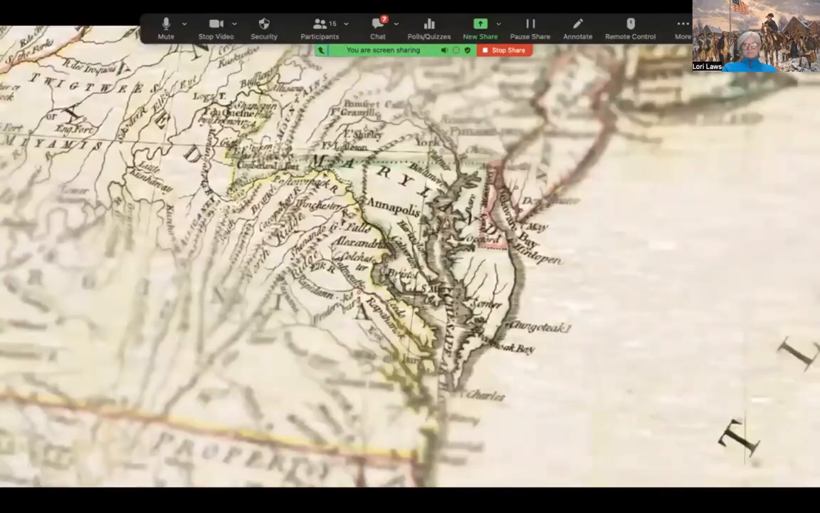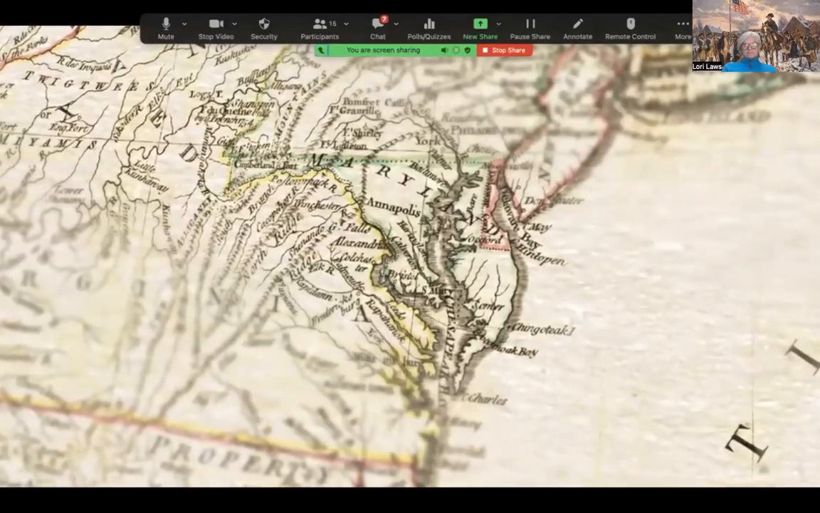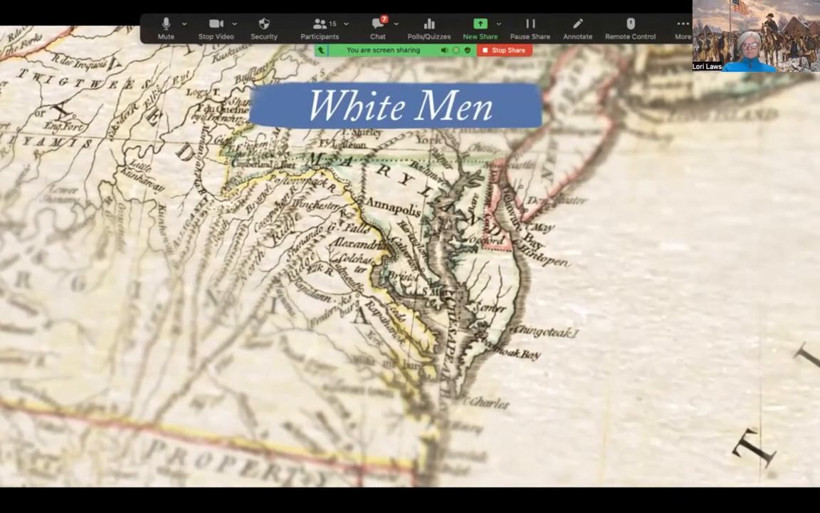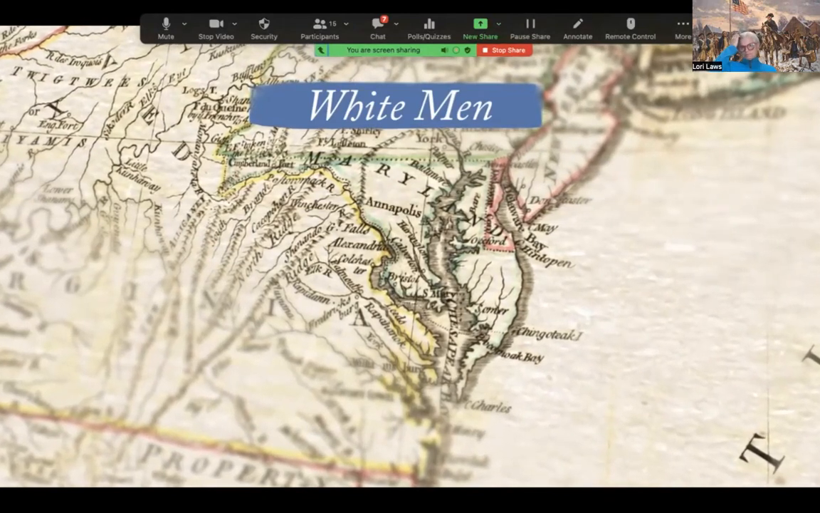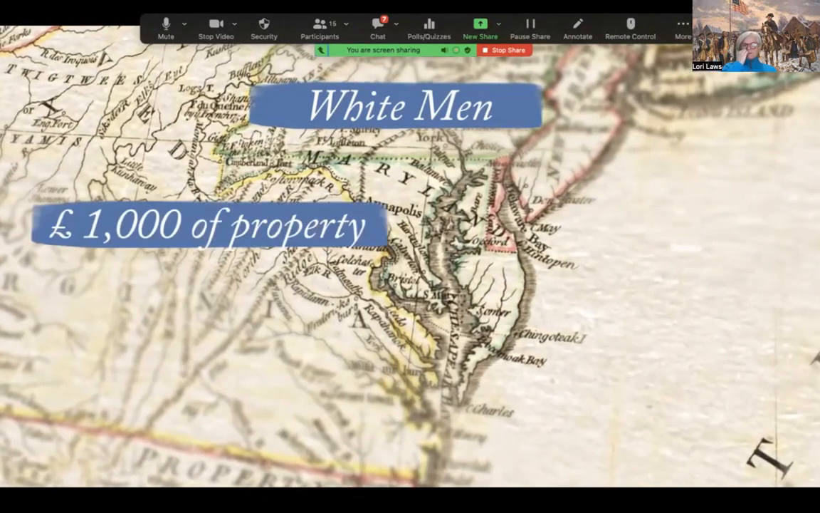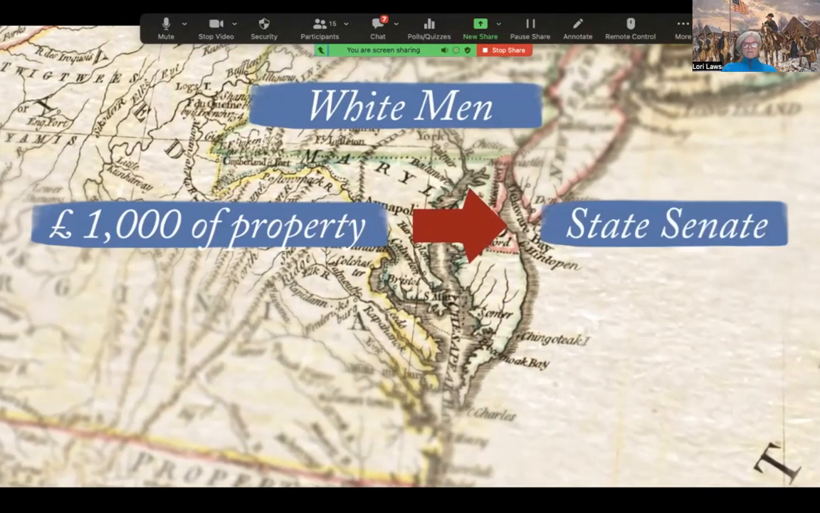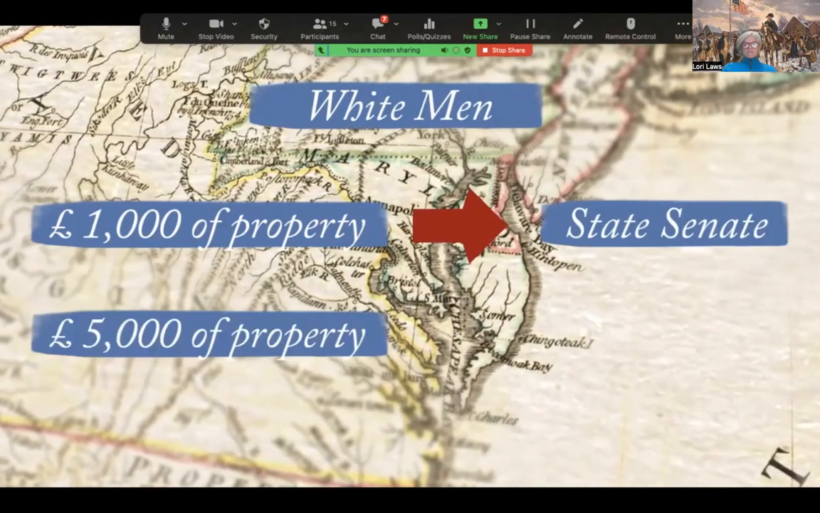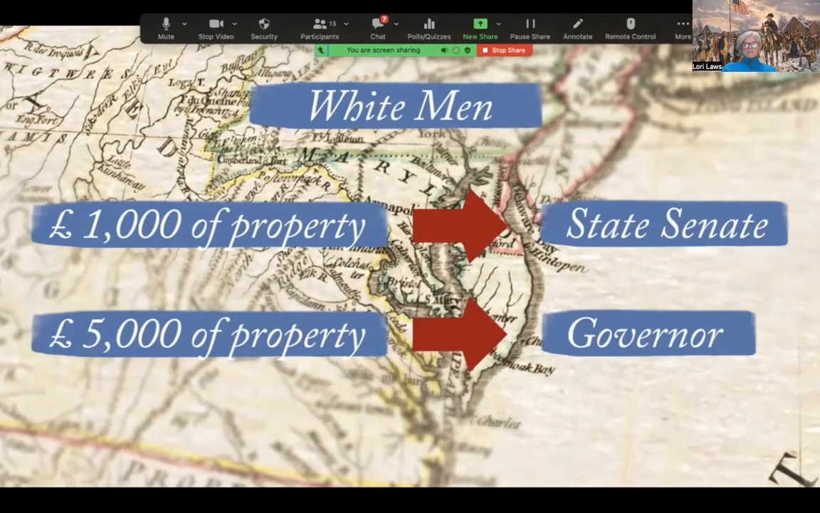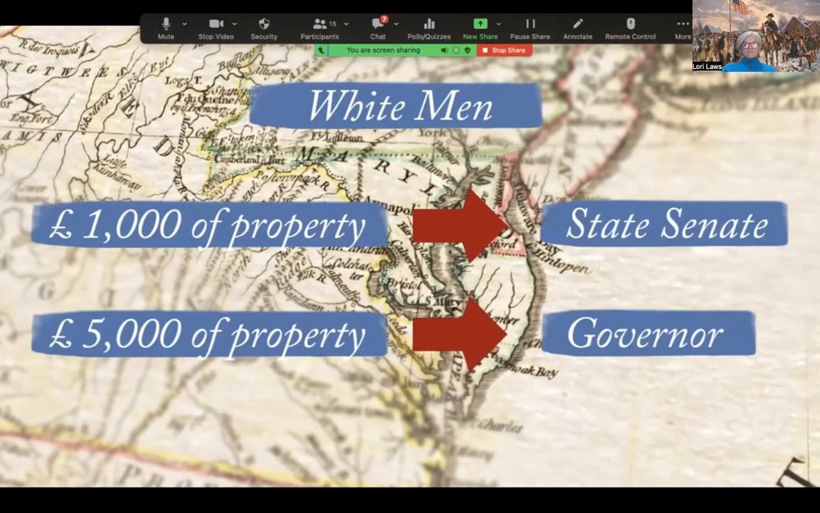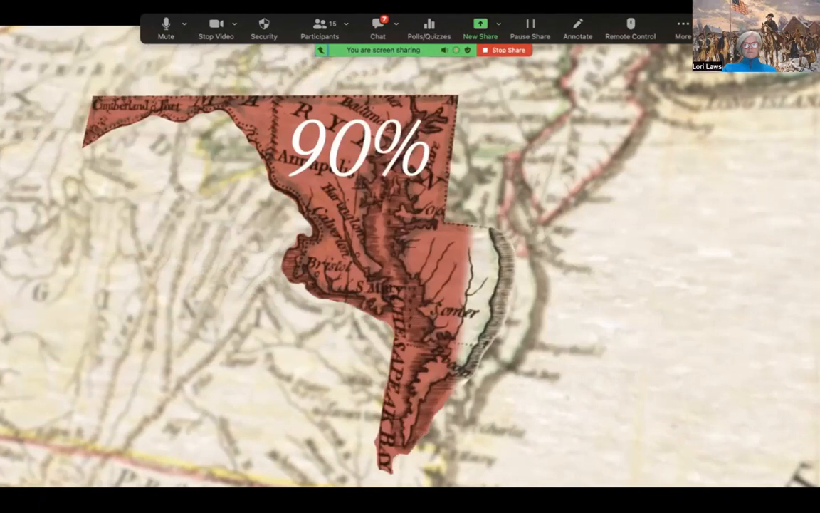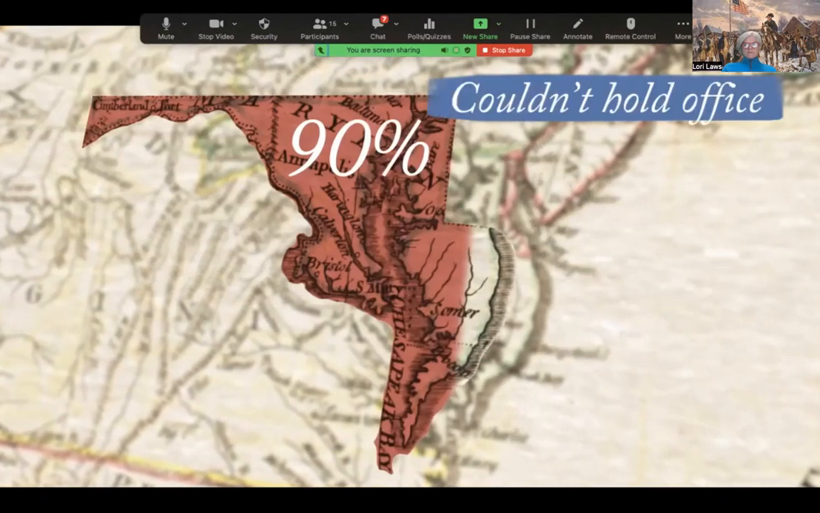Zinn notes that in Maryland, under the 1776 Constitution, a white man, an important distinction here since this wasn't extended to basically anyone else, had to own 1,000 pounds of property to run for state senator and 5,000 pounds of property to run for governor, and that's in money, not weight. These restrictions effectively excluded 90% of the state's population from ever holding office.